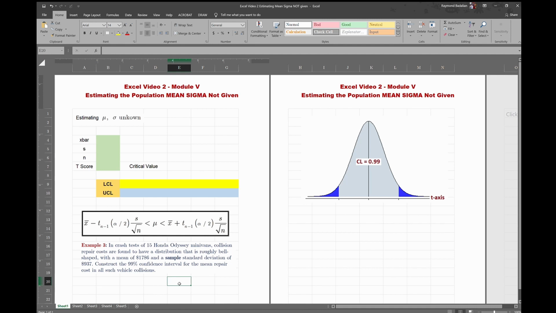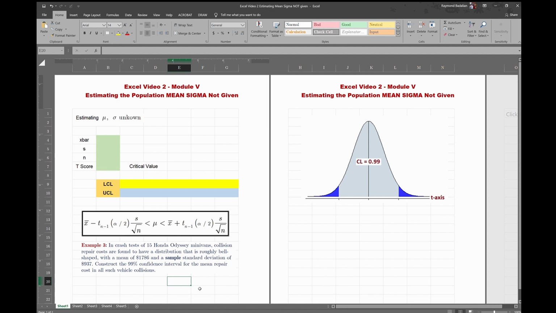Welcome to my video on estimating the mean of a population when sigma is unknown. This is my second one. In the first one we looked at estimating the mean when sigma was given, and we used the z-value to create the confidence interval. In this one you'll be asked to estimate the mean of a population, and the population standard deviation, which is sigma, is not given to you.